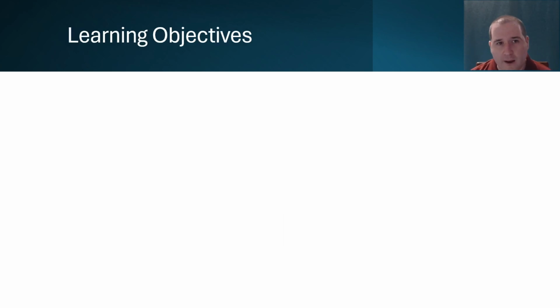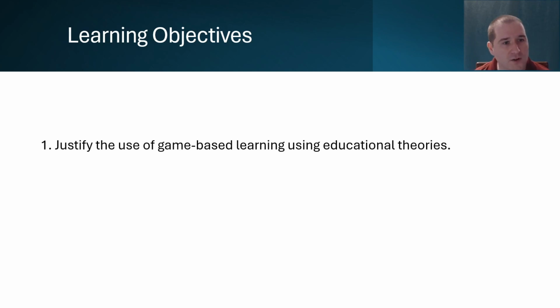To accomplish that, we're going to focus on 3 learning objectives. The first, I would like you to be able to justify the use of game-based learning using educational theories. Okay, if we cannot justify the use of a tool, we shouldn't use it. So this should come as common sense. First and foremost, we have to be able to justify why we want to bring games into our classroom.